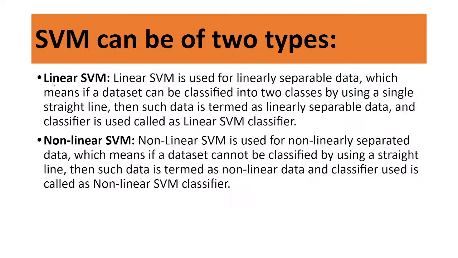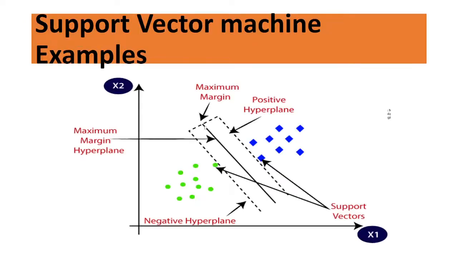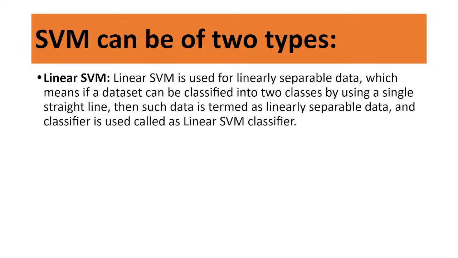Suppose you want to classify only two things, for example forest and deforestation. So it's only for two classes, by using a single straight line. A straight line means this straight line. Okay, with this straight line I divide the two datasets, suppose forest and deforestation. Okay, two classes. So it's called the linear support vector machine algorithm.